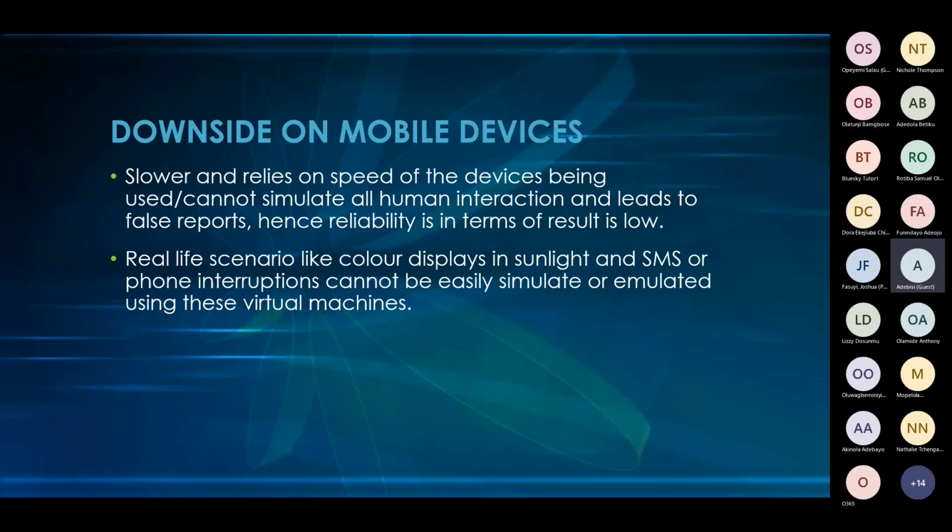Then the downside of mobile devices is that they are slower and rely on the speed of the devices being used, cannot simulate all human interactions, and lead to false reports. Hence, reliability in terms of results is low. Yeah, what this says is that there is some testing that requires interaction. For example, if you want to test a video that you can record yourself, there is no way you can record yourself on emulators.